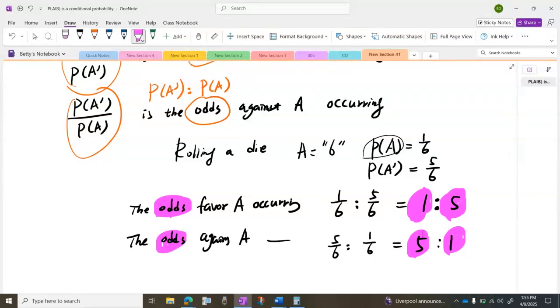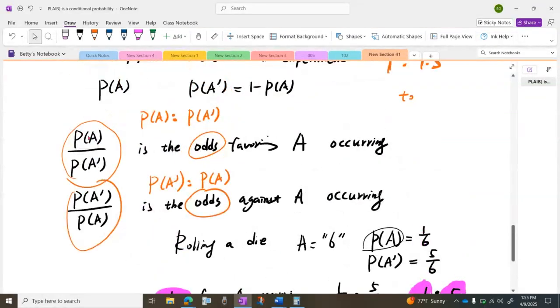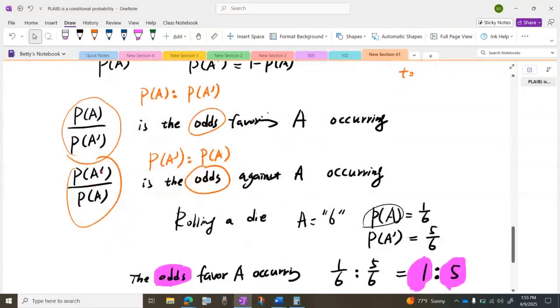Odds favoring event A occurring, odds against event A occurring. Odds is a ratio, and we have different ways to express the ratio. We can use a number, a colon, and another number. Or we actually can use a division to do the ratio, right? You can put P of A on the top, P of A prime on the bottom. Depends on the problem.